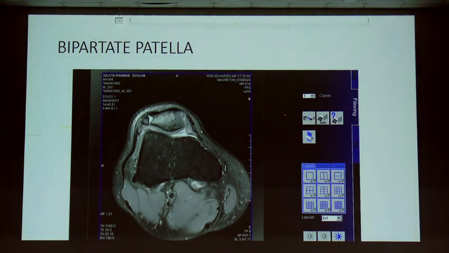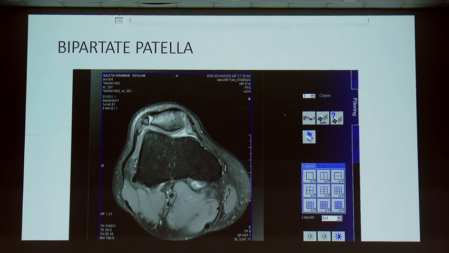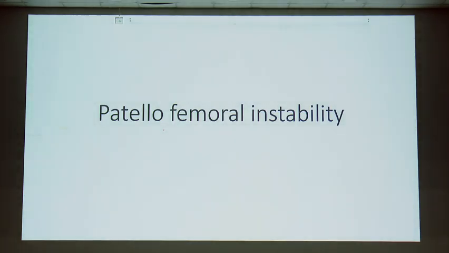Bipartite patella may be a normal variant. We should not misunderstand, because the ossification center is not fused, which will mimic some form of patellar fracture or something else, which we should not misunderstand. The cartilage will be seen nicely. This is the one beauty. That is the one thing we have to look into.